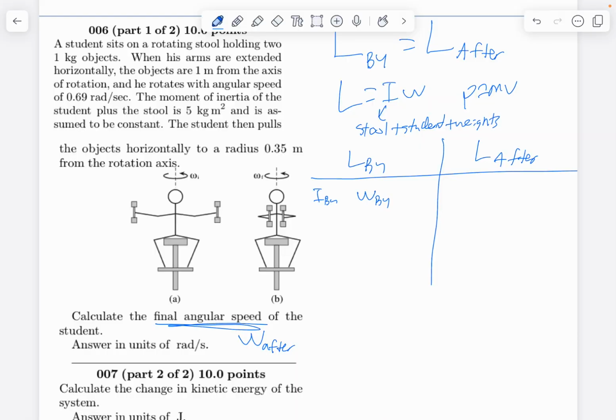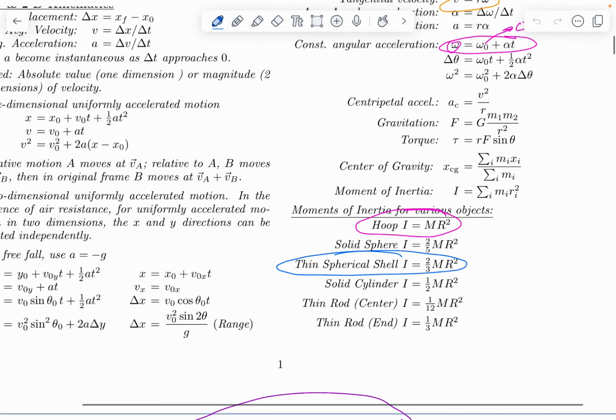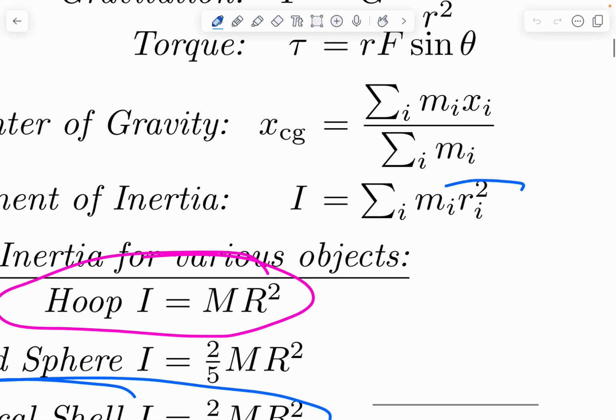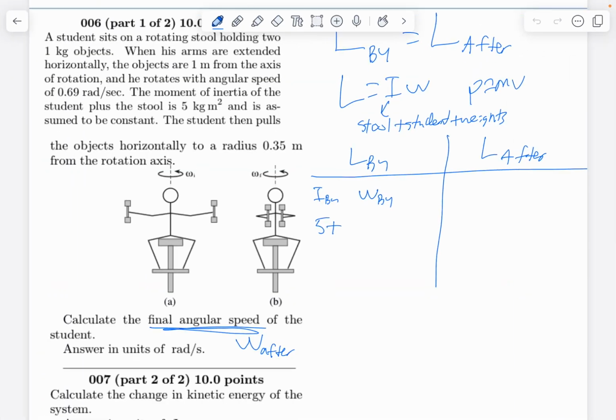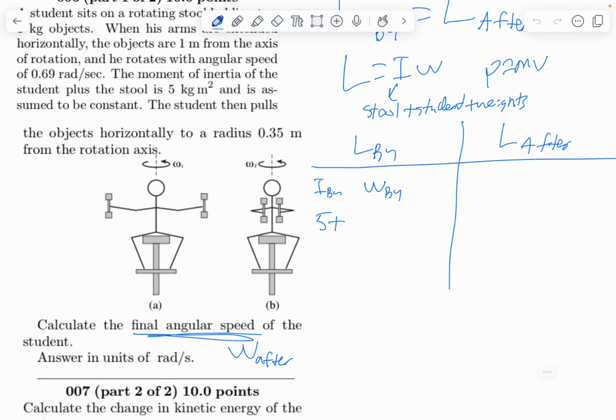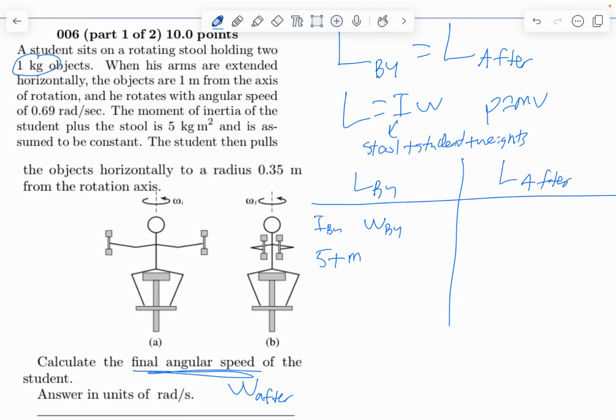So the stool and the student is 5. So that's 5 plus the weights. So if you're holding the weights, we can treat that as a point mass. And the equation for your moment of inertia for a point mass, right, is just mr squared. So plus the mass of the weights, right? I'll call that m. My m is 1. Yours is different.